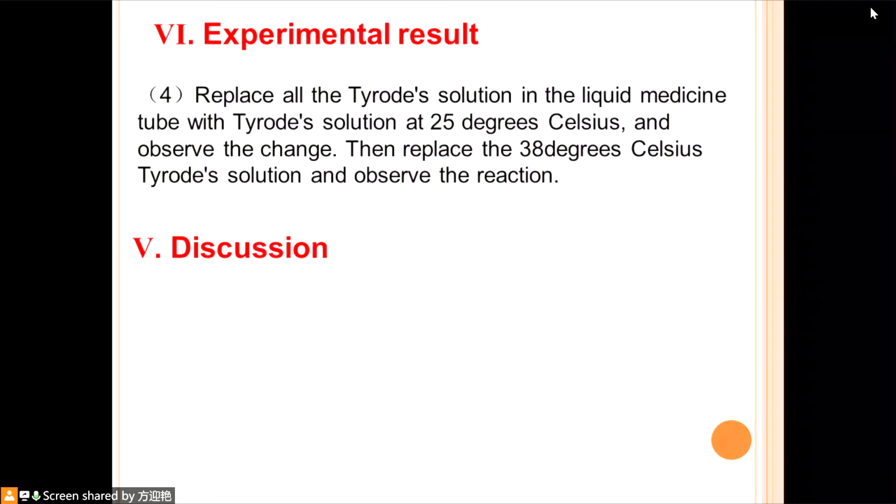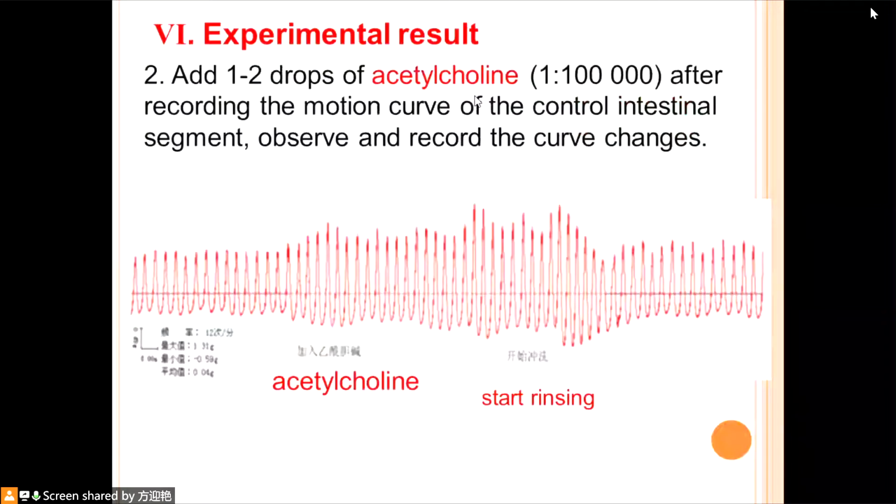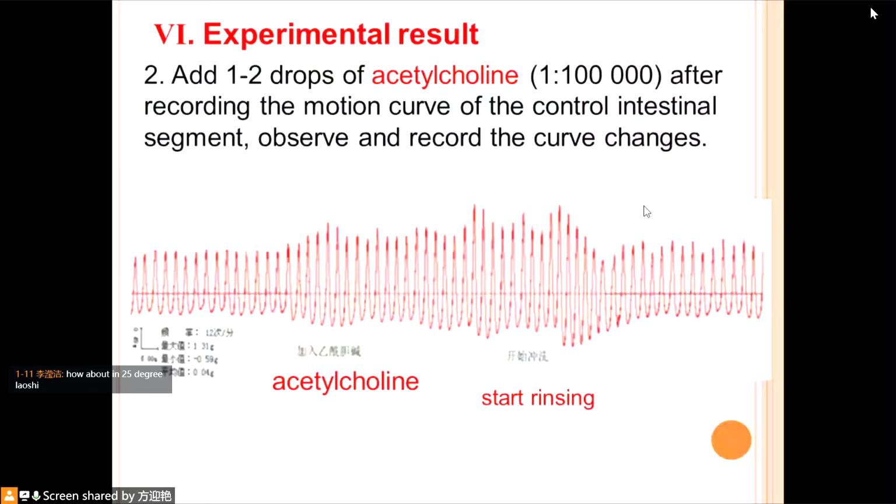I hope you will see that these three drugs, epinephrine, ACH, and atropine, can affect smooth muscle contractility. The drugs mentioned, ACH and epinephrine, are also kinds of transmitters.